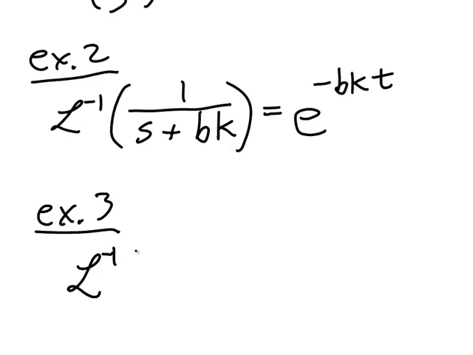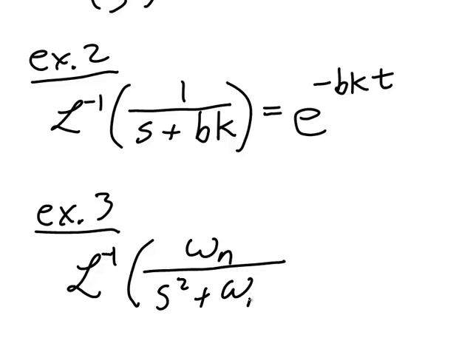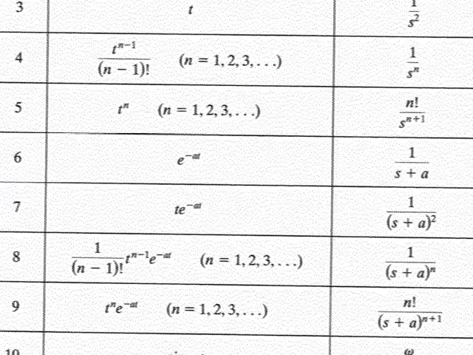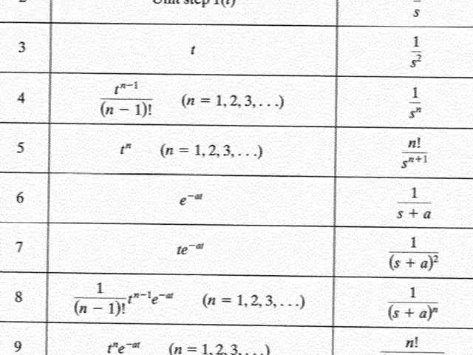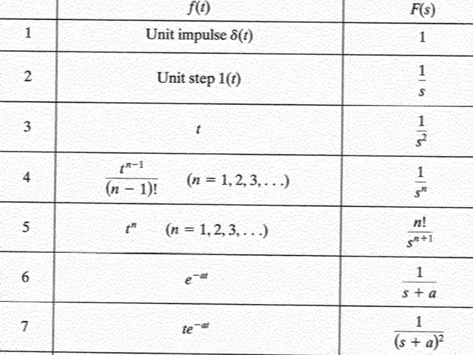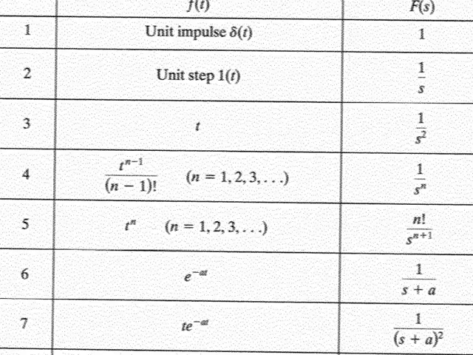This time we want to take the inverse Laplace transform of the function omega n over s squared plus omega n squared. Let's take a look at our table. We're going to always start by looking at the denominator. Our denominator in this example is s squared plus omega n, which again is a constant, squared.